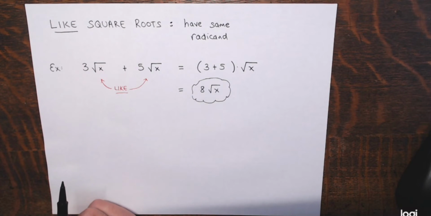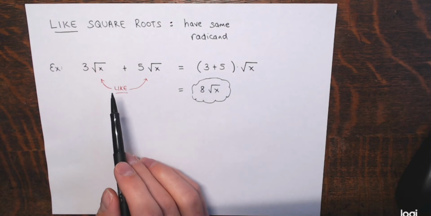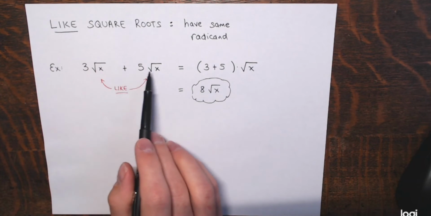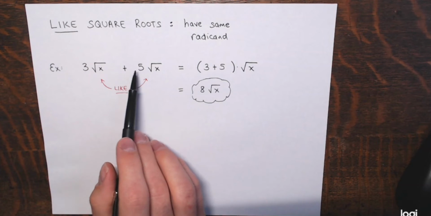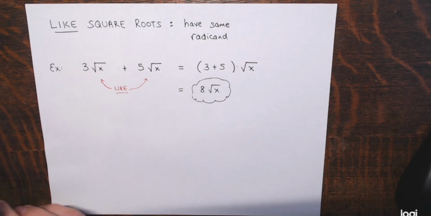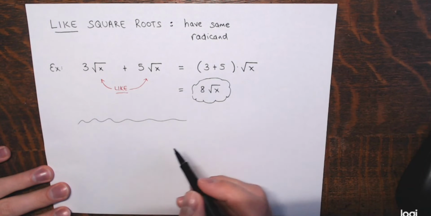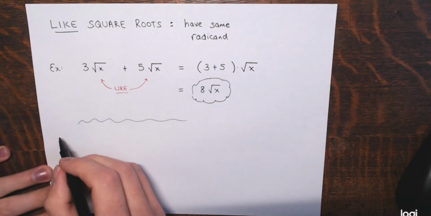Alright. So it's just like combining like terms, right? If 2 terms have like square roots, you just combine the expressions outside the square roots. 3 plus 5 is 8, and you keep that square root the way it is. It's just like combining like terms with polynomials.